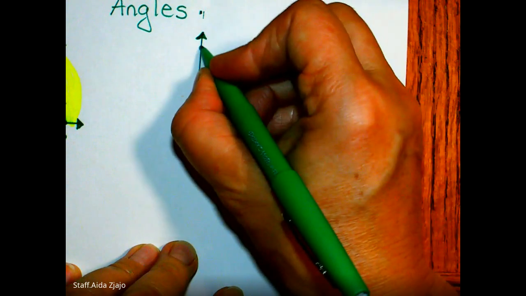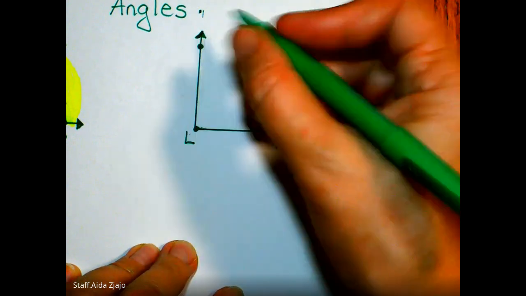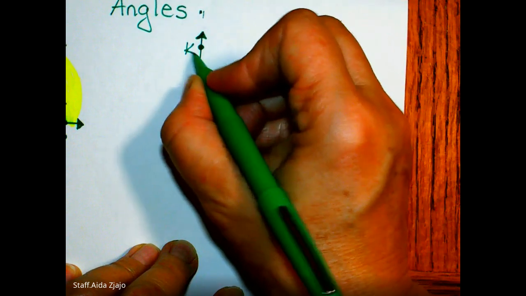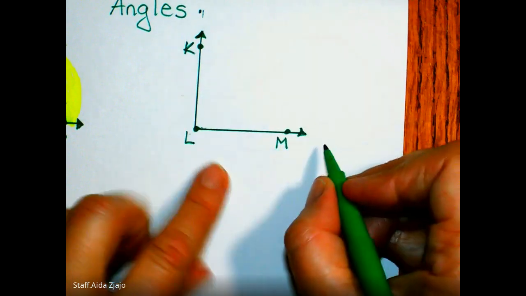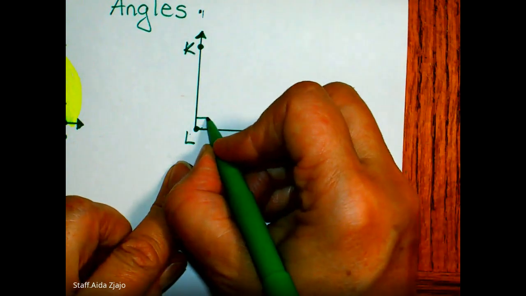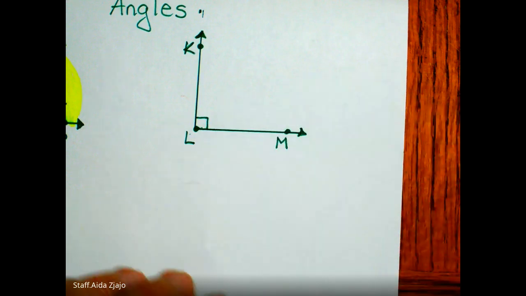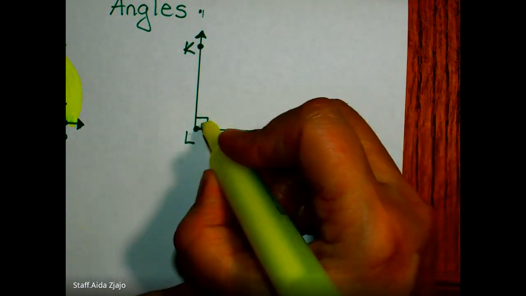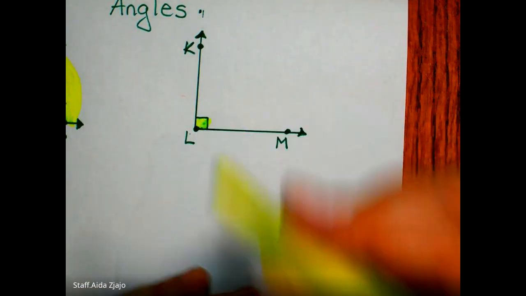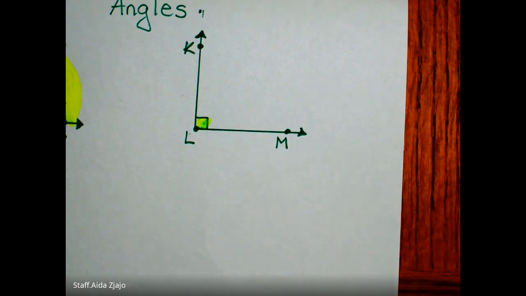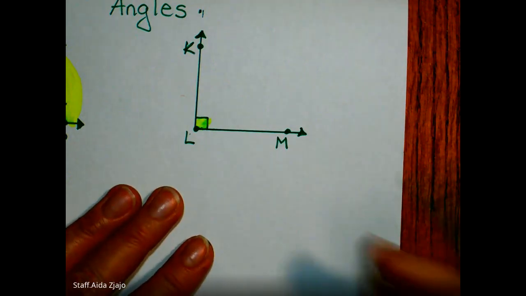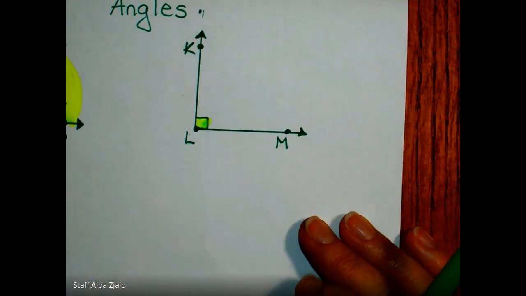So I can say that this is maybe angle KLM, and we label angle 90 degrees with the right square that it's drawn there. So all this is a right angle.